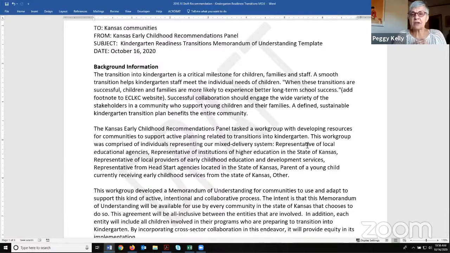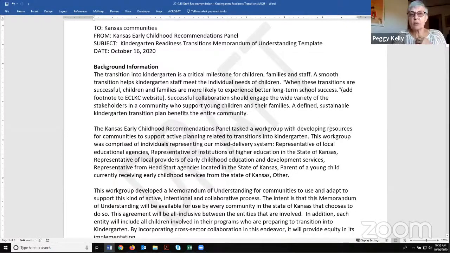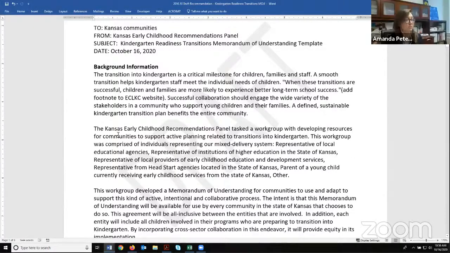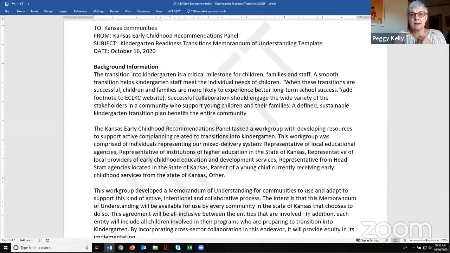This is Peggy. If we could look at the first sentence a little bit, maybe the panel tasked a work group with developing community resources? With developing resources to support active community planning. Or transitions into kindergarten.